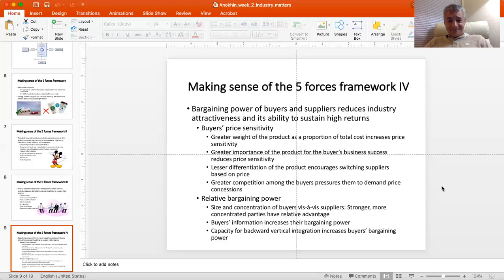If the products that your industry offers are not differentiated, obviously it's very easy for people to switch from you to a competitor.